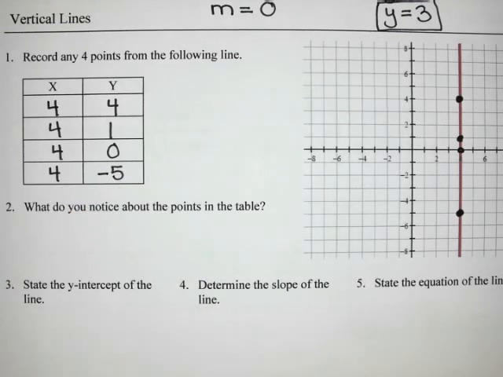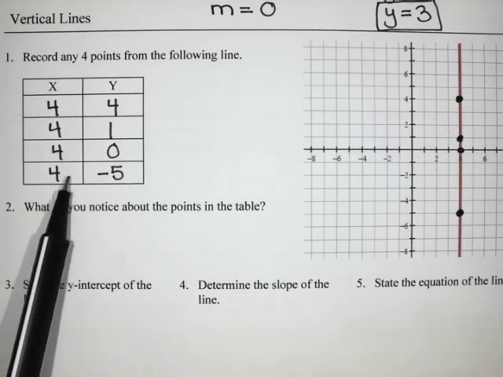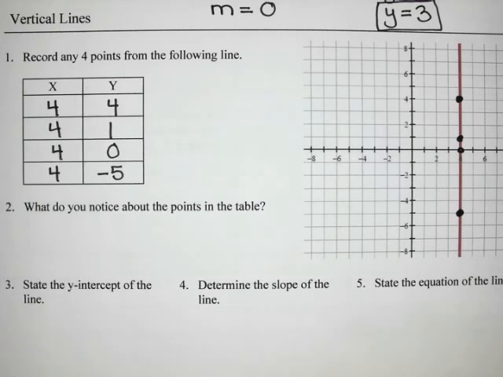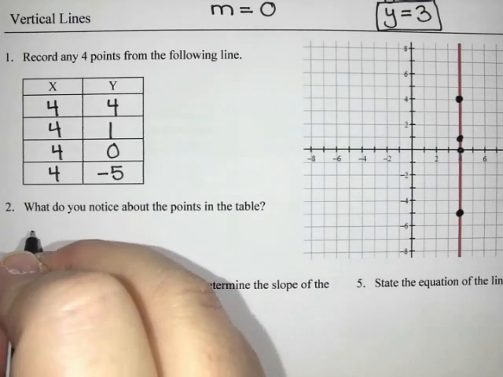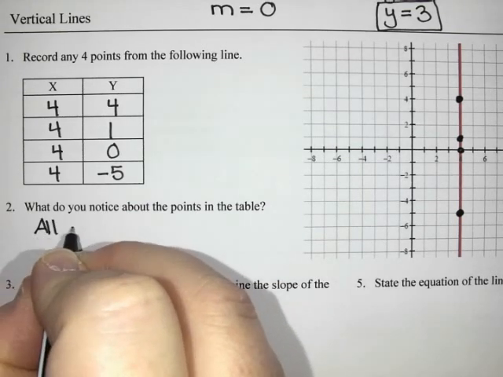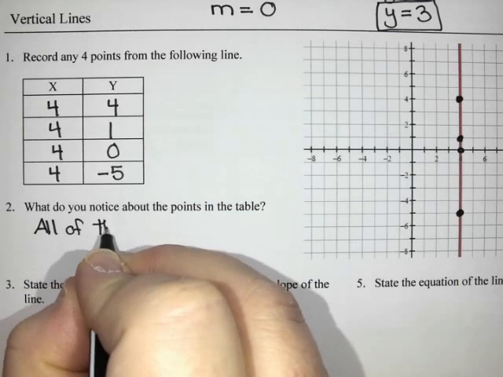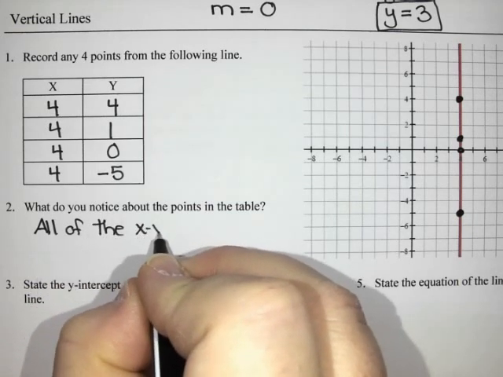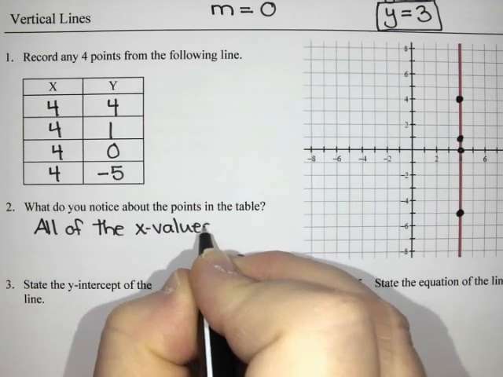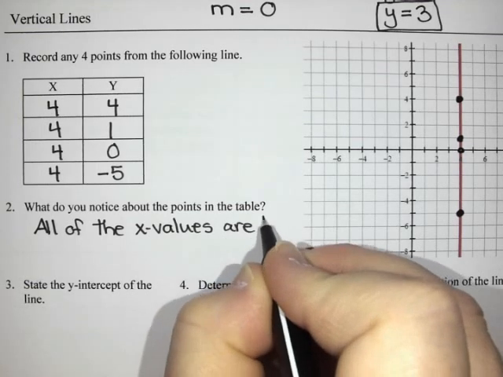Okay, our next question says, what do you notice about the points in the table? I will give you a second to think about that. All right, hopefully you noticed the same thing I did, which is that all of the x values are the same. They are all 4. So I'm going to say all of the x values are 4.